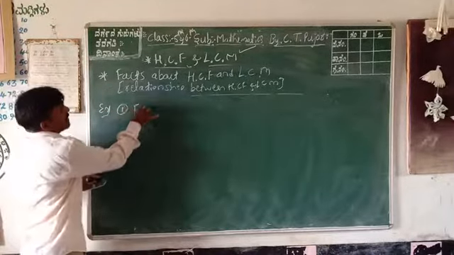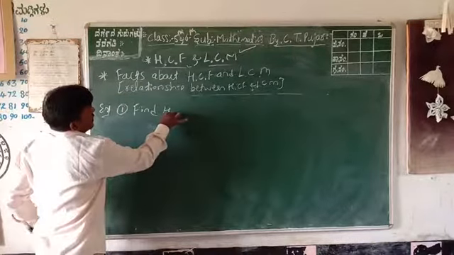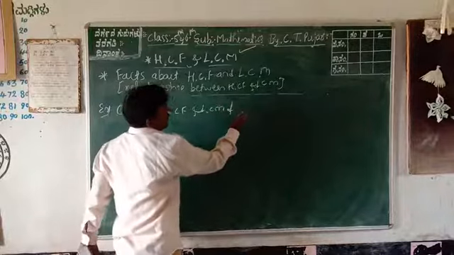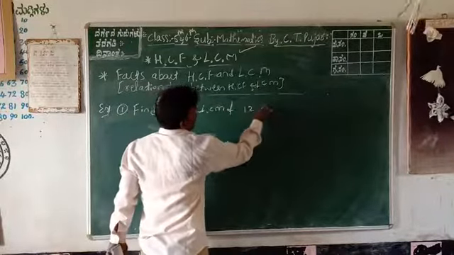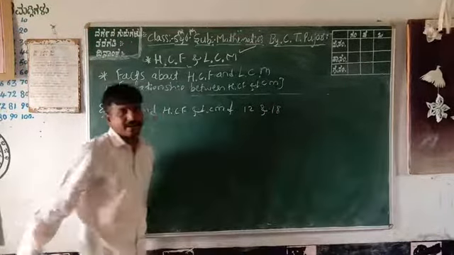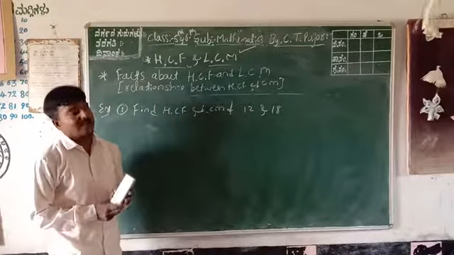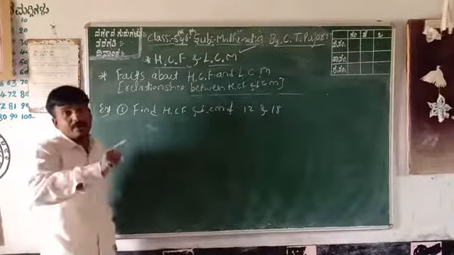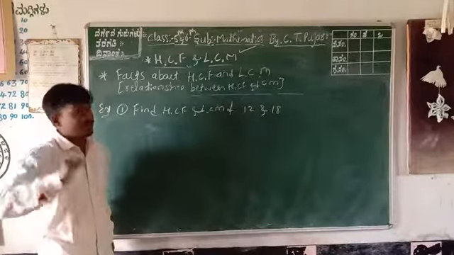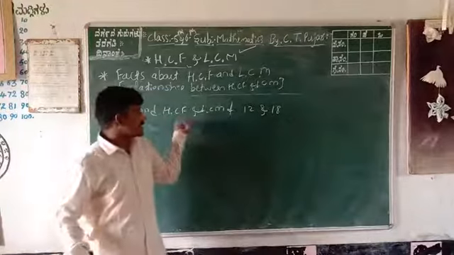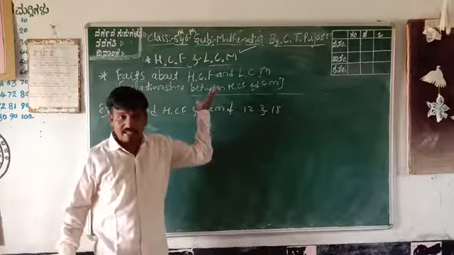Example number one: find the HCF and LCM of 12 and 18. Only simple questions. Find the HCF and LCM of 12 and 18, and also you can check the verification of the relationship between HCF and LCM. So many methods are here.